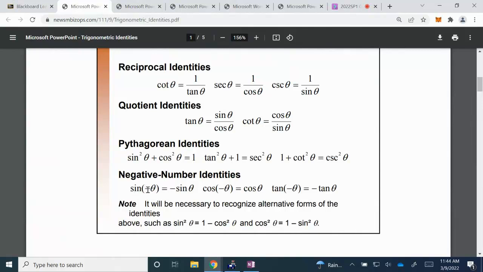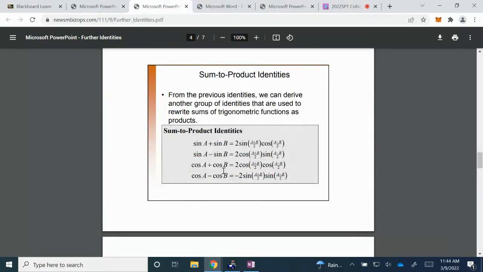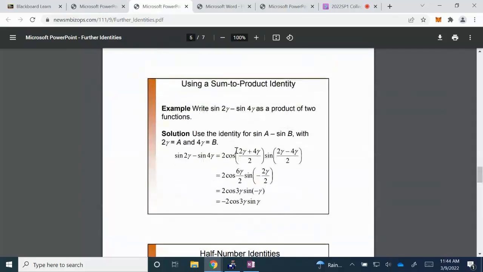So it says that the sine of negative theta is equal to negative times the sine of a positive theta. So keep in mind that we can write a negative angle as a positive angle using the negative number identities. The cosine of negative theta is equal to the cosine of theta. The tangent of negative theta is equal to negative times the tangent of theta. Now in our sum to product and product to sum formulas, notice that we're only dealing with the sines and the cosines.